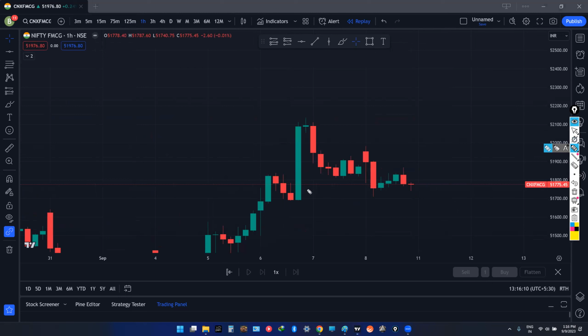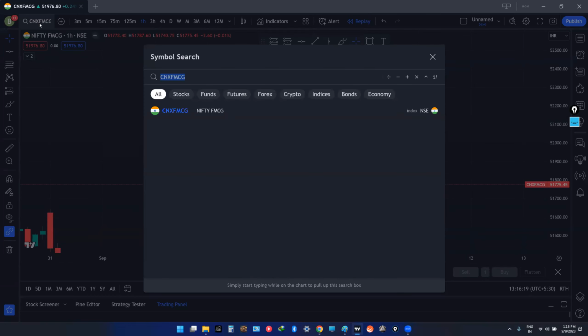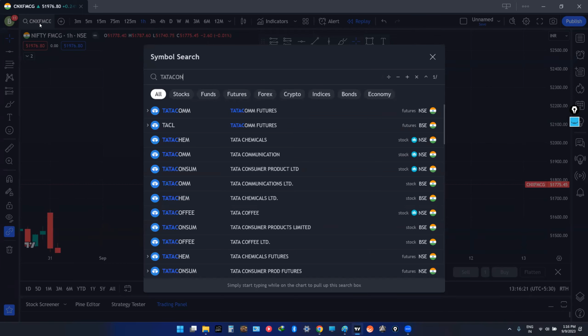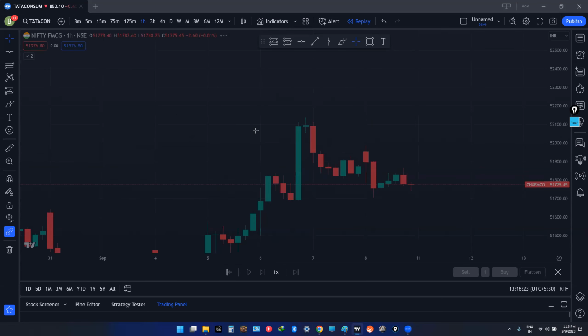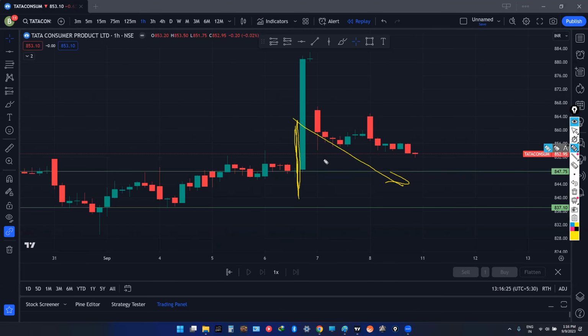See this green candle. And then you see this. Okay. Now go back to Tata Consumer. You see this green candle and you see this. Now you understand why sector support is very important.